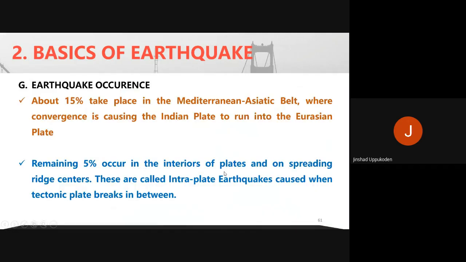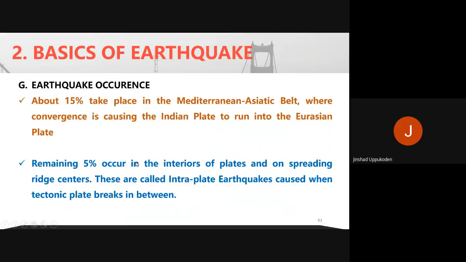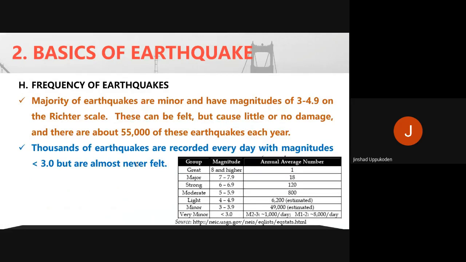Then 5% occur in the interior of the plates. These are in between the plates also. You may find earthquakes here; you can see small earthquakes in between the plates. So 5% occur near the interior of the plates or at the ridge centers. This is how earthquake occurrence is distributed.